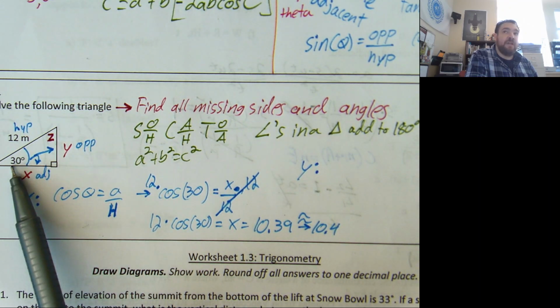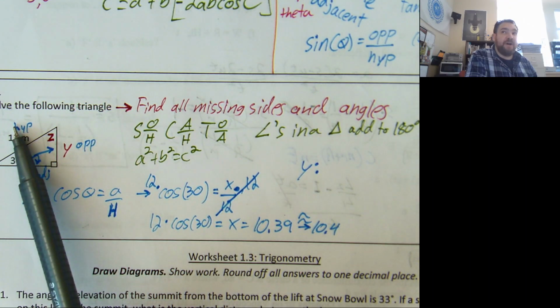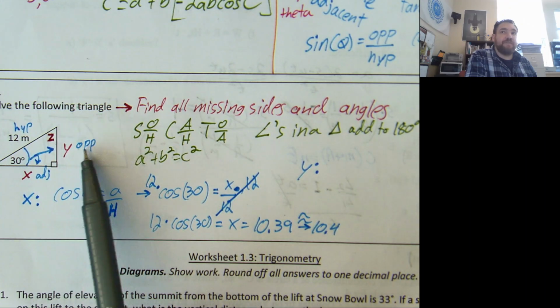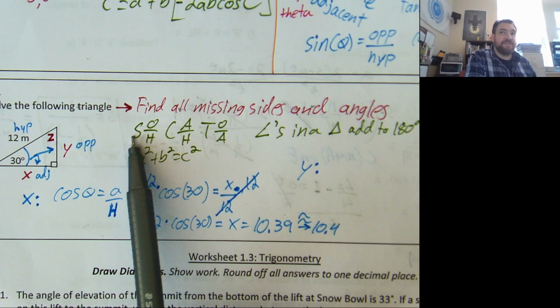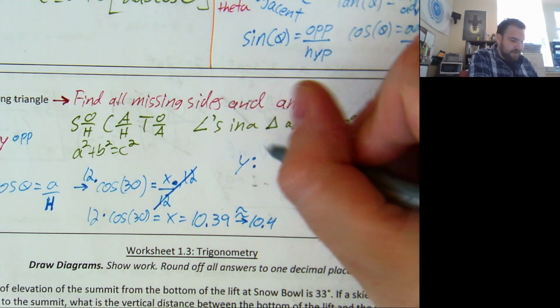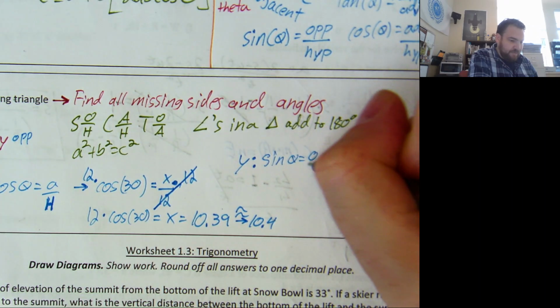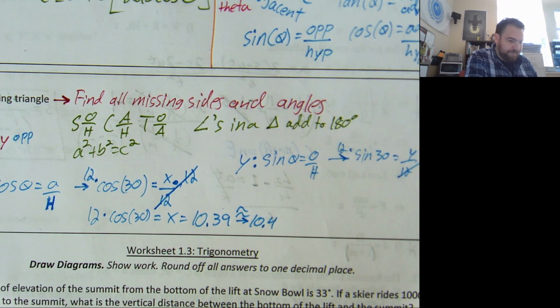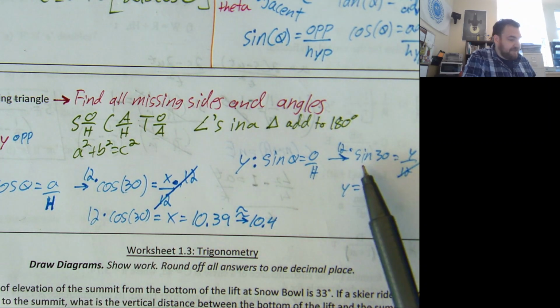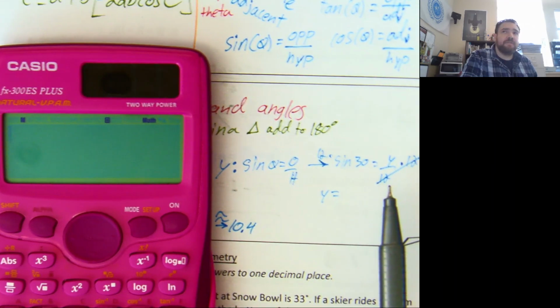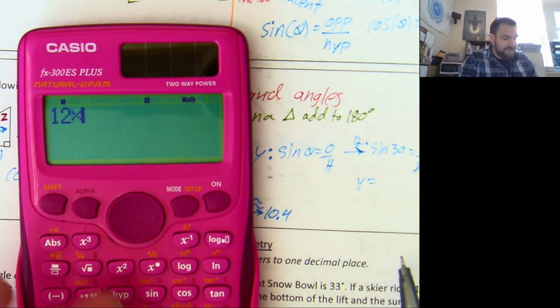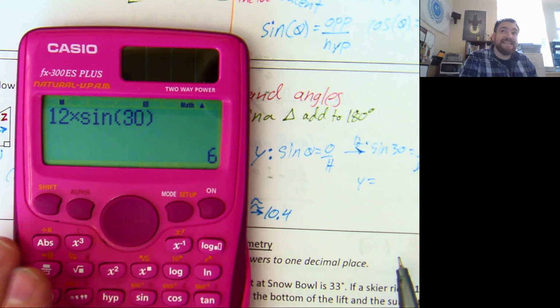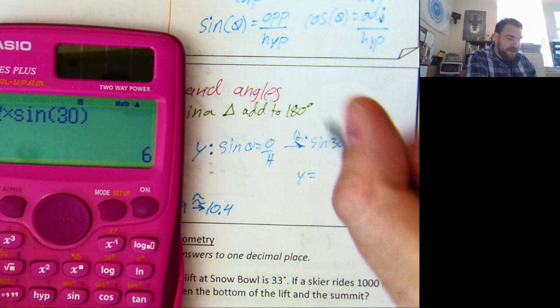I have this side and this angle. I'm looking for this side, which is the opposite, and I've got the hypotenuse. Because I have the hypotenuse and I'm looking for the opposite, I'm going to use O over H, which relates to the sine function. So sine of theta equals O over H. Sine of 30 equals y over 12. I multiply 12 onto both sides and get y equals 12 times sine 30. We can punch that into our calculator. 12 times the sine of 30 is 6. There's no rounding that needs to happen there.